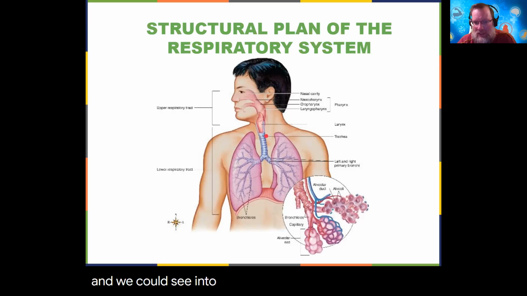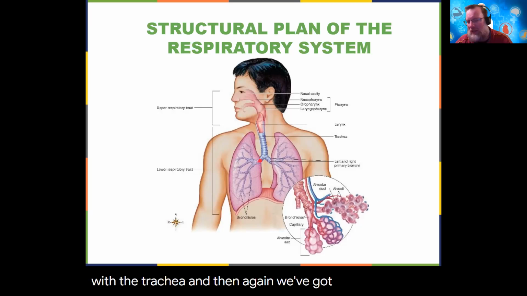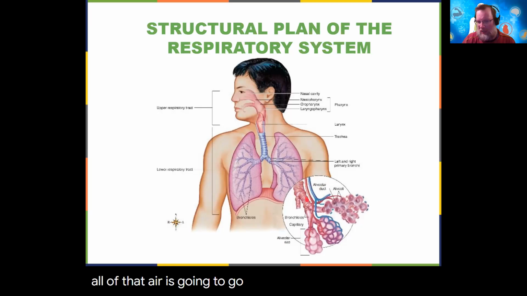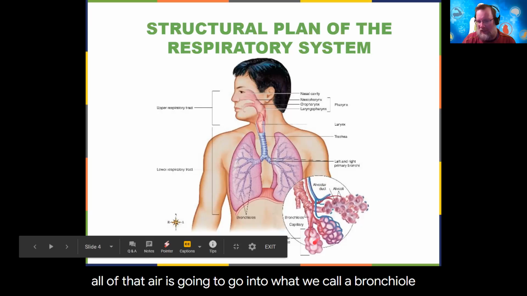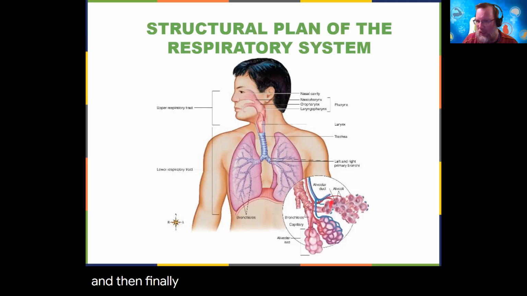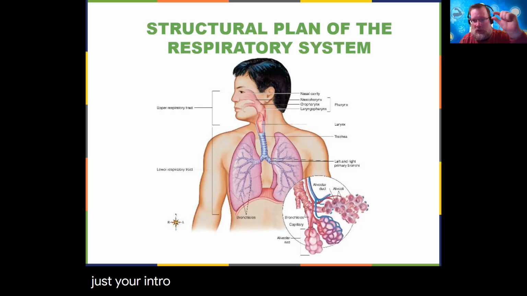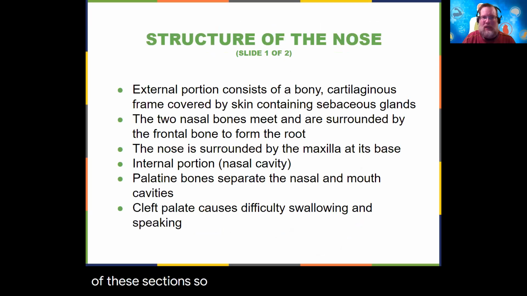That takes you to the voice box or the larynx, and then again down and we can see into the trachea, and we can see some rings with the trachea. And then again, we've got our right and left primary bronchi, and then several branches, till ultimately all of that air is going to go into what we call a bronchiole, and then finally into an alveoli or an air sac. So again, this is just your intro. The rest of this show is going to be breaking down each of these sections. So let's do that. We're going to start at the nose.